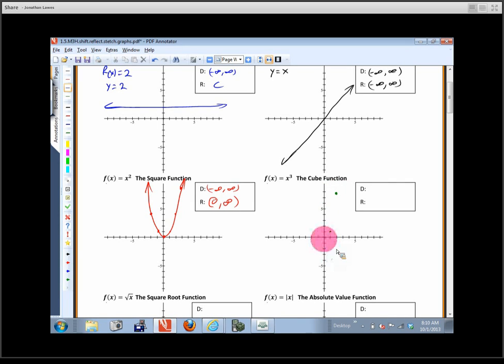Let's plug in a -1. -1 cubed is, how many negatives? 3. So are we going to have a positive or negative answer? Negative answer here. Plug in a -2. We're going to get out a -8. So here's what the graph looks like. Everybody watch, please.